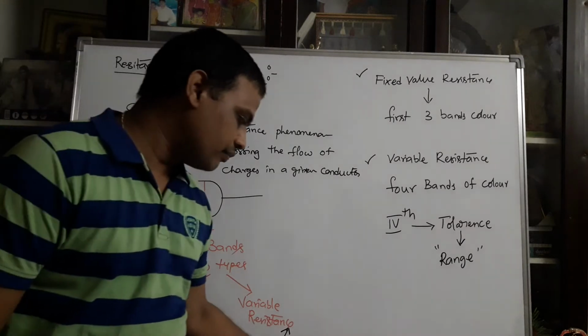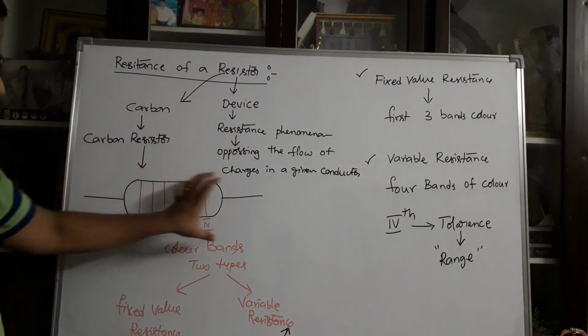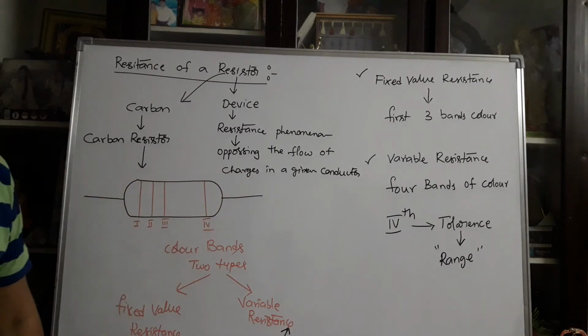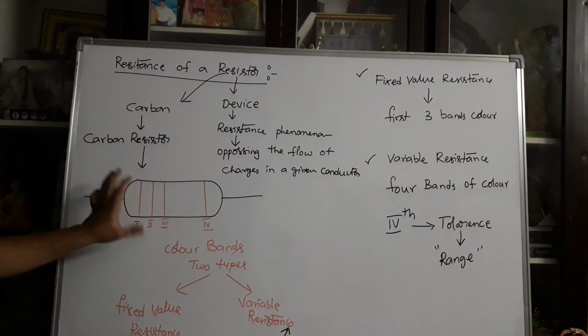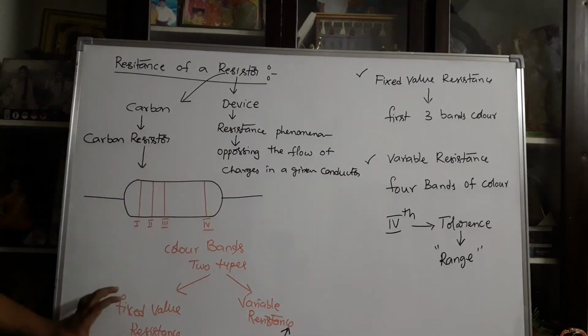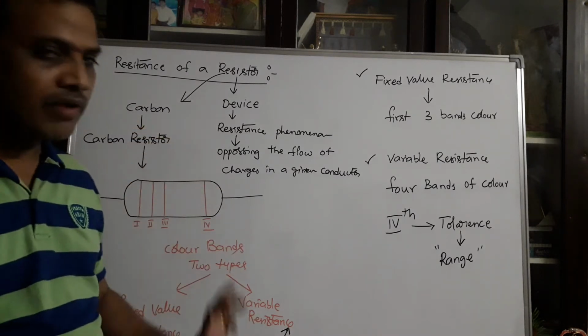From the practical point of view, every resistance consists of how many bands? Three bands, especially four bands of colors. The first three bands are used to determine the fixed value resistance. The complete four bands are used to determine the variable resistance.